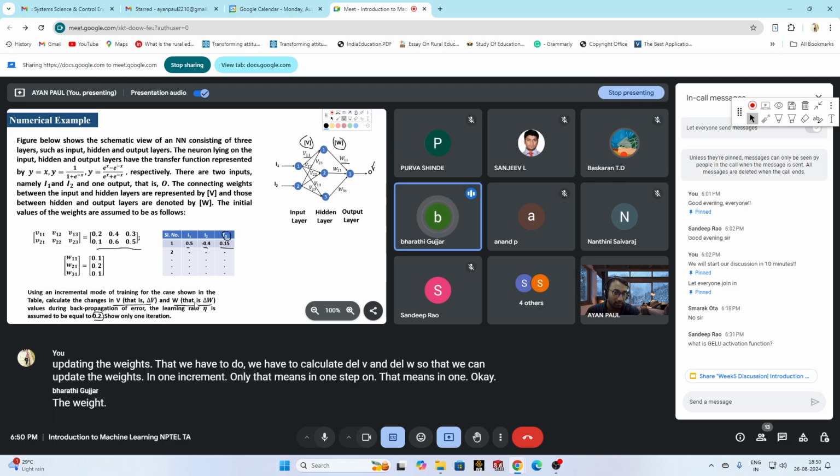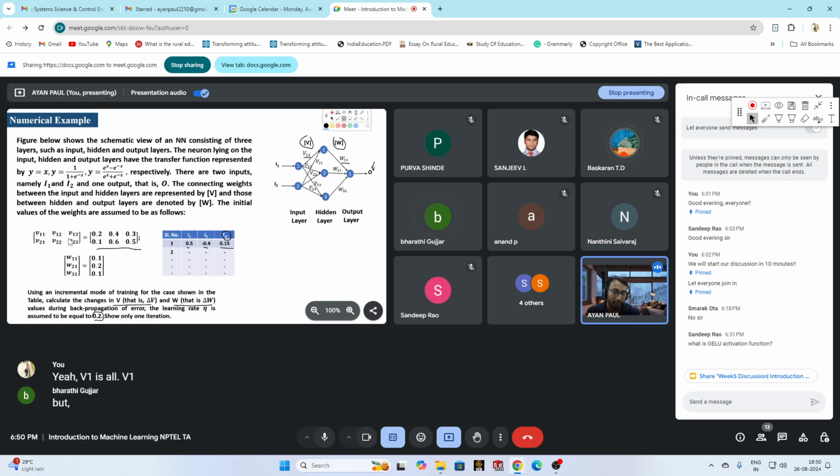Sir, the weights and the given input V1 and W1 will be given, no, sir? Yeah, V1 is all value. V is already given, and yes, W is already given. They will already be given. We just have to calculate with that W and this V. Okay, exactly. Okay, sir. Any more doubt?